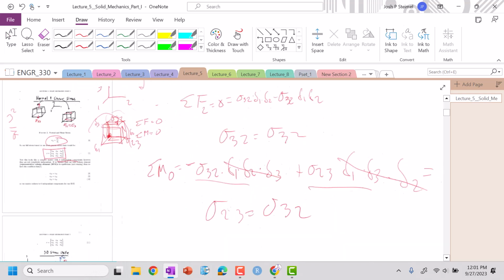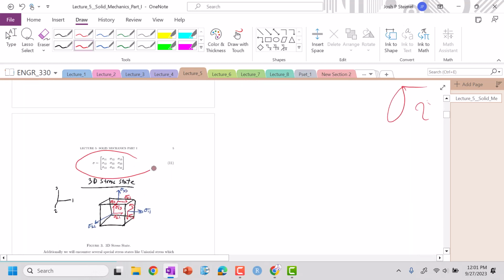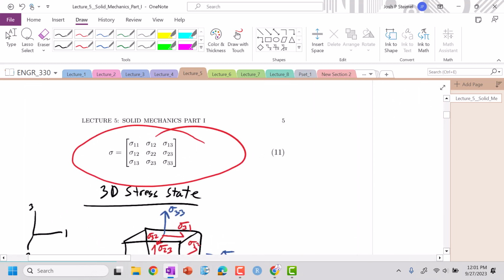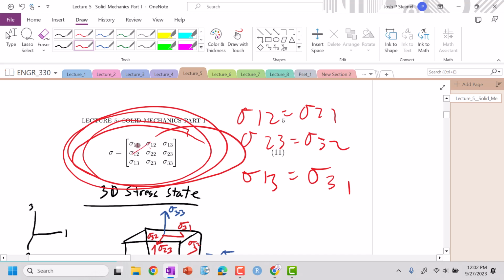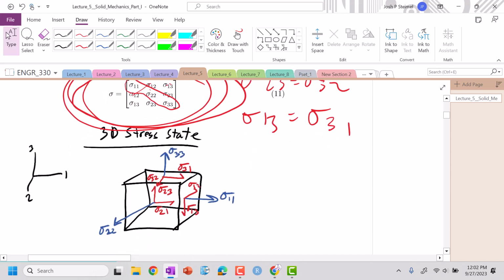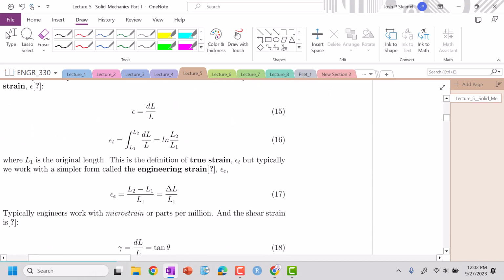So my 9-component tensor actually reduces to 6 independent components. Basically sigma 1,2 is equal to sigma 2,1, sigma 2,3 is equal to sigma 3,2, and sigma 1,3 equals sigma 3,1. So this will be the tensor, and it's symmetric across our diagonal right here. Excellent. So we can draw and write those out.